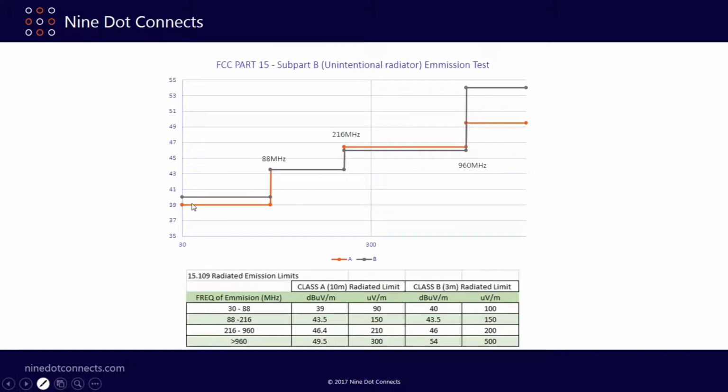Now here's a graph showing the relative weights of that test. The Class A product is in orange, and then Class B is in the dark green.